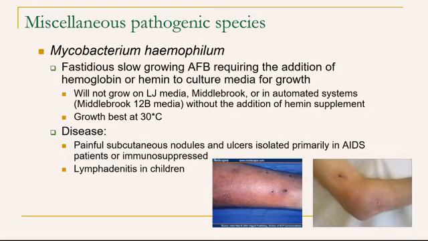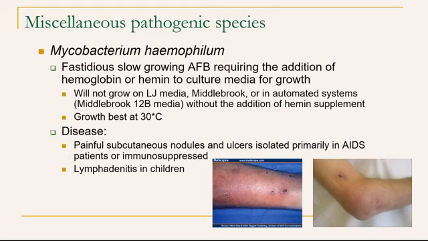This is a very important Mycobacteria species, haemophilum. This is a fastidious, slow-growing AFB requiring the addition of hemoglobin or hemin to the culture media for growth. This organism will not grow on your standard Lowenstein-Jensen media, Middlebrook, or in an automated system, Middlebrook 12B media. You need to be on the outlook for this.